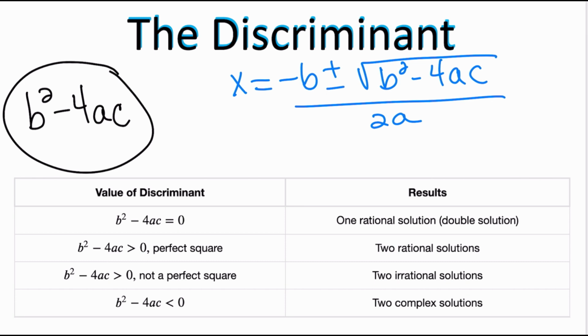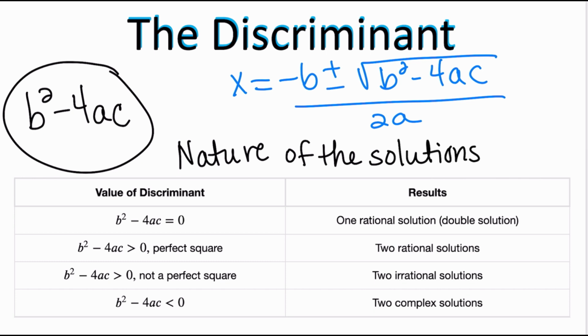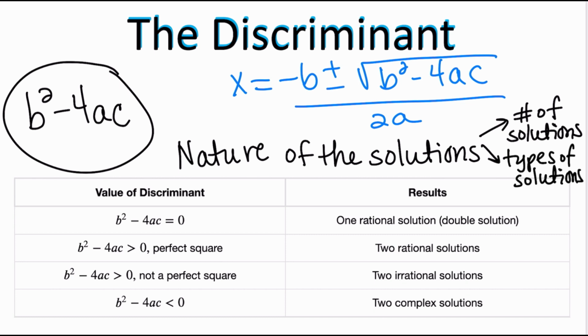What is so important about this b squared minus 4ac? Well, the discriminant is there to tell us what's called the nature of the solutions. The nature of the solutions means that by just knowing the discriminant, we know how many solutions we're going to have, so the number of solutions, and we're also going to know the types of solutions that we're going to have. So on your screen, you have a chart, and the chart delineates what is going to happen depending on the value of the discriminant that you get.